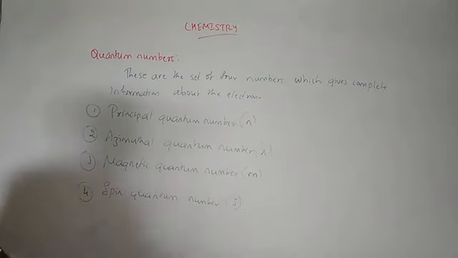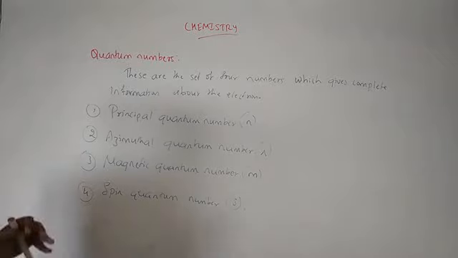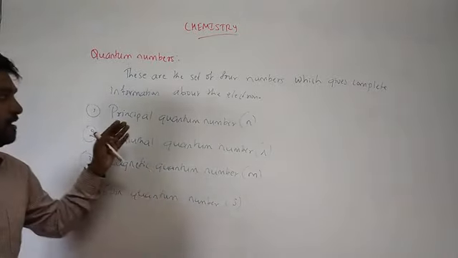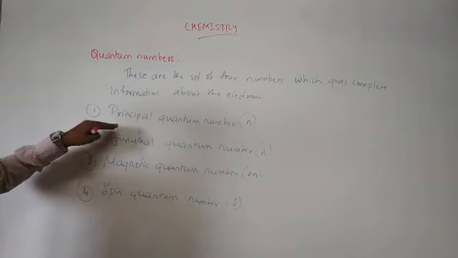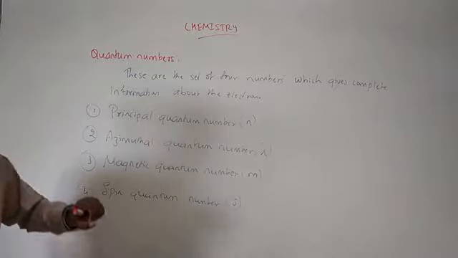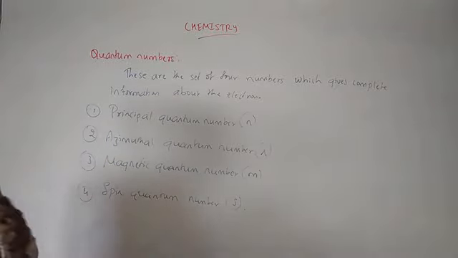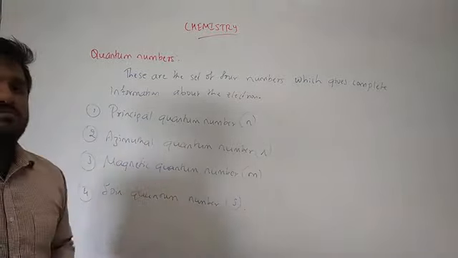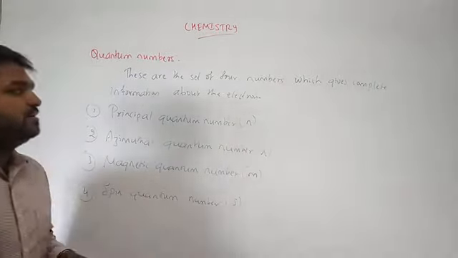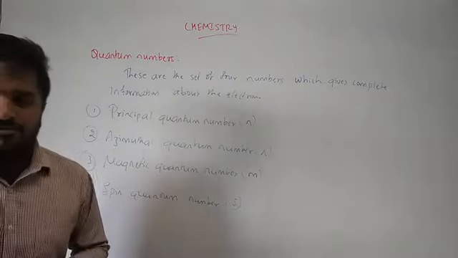Okay, so see students, these are the 4 set of numbers. We will discuss how we get to know the information of an electron with the help of the principal, azimuthal, magnetic and spin quantum numbers. These quantum numbers are a set of 4 numbers which give the complete information about an electron. So now let us look at the principal quantum number.